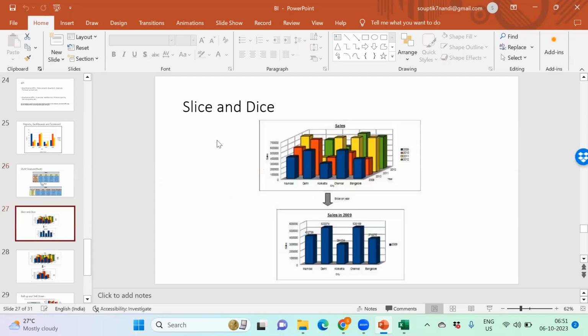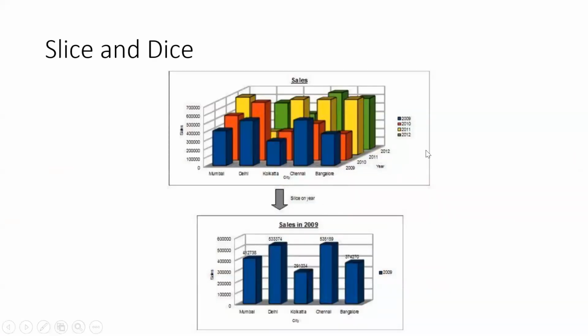Okay, some terminologies just like slice and dice. Over here we are using a 3D plot, 3D bar plot. Okay, having two dimensions in x-axis and y-axis, and in the z-axis only measures are there. In x-axis we have city, in y-axis we have years, and in the z-axis we have sales. That is the measure value. Now what is called slice? Slice means if you just filter on top of a particular dimension.